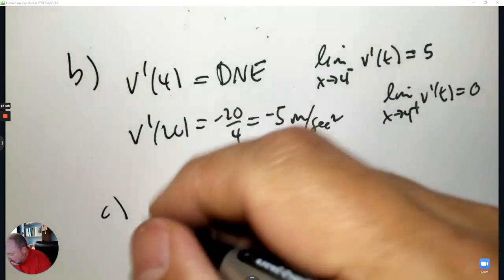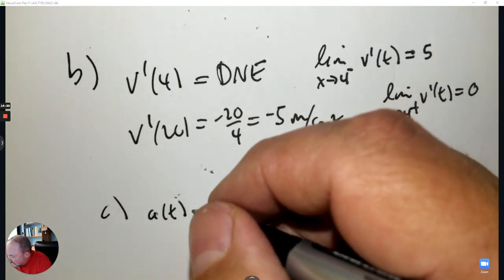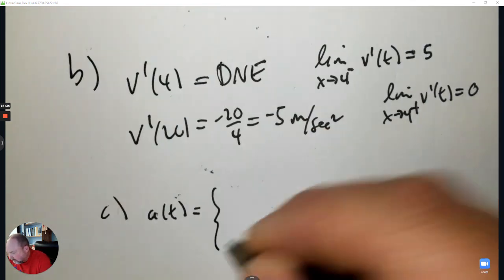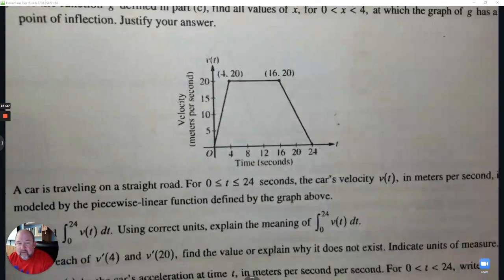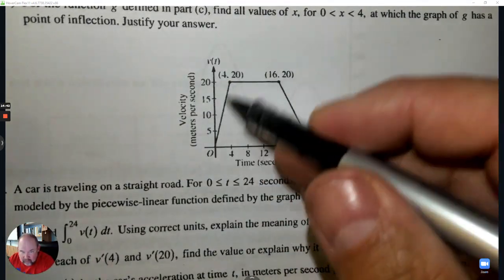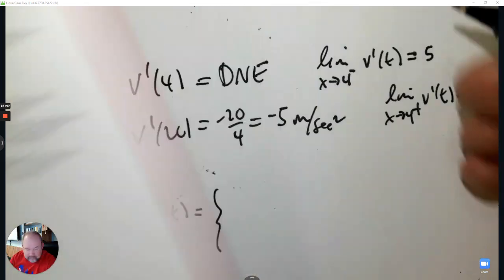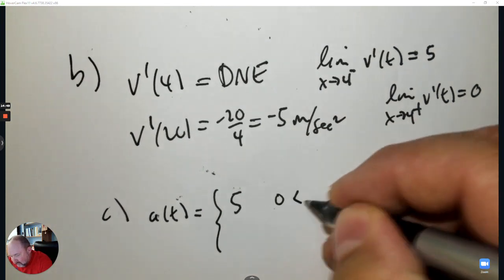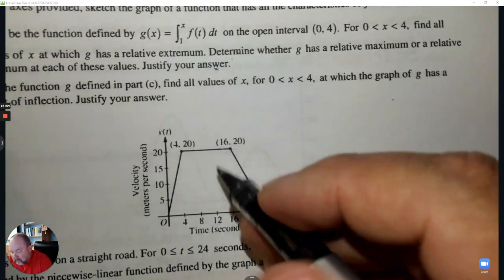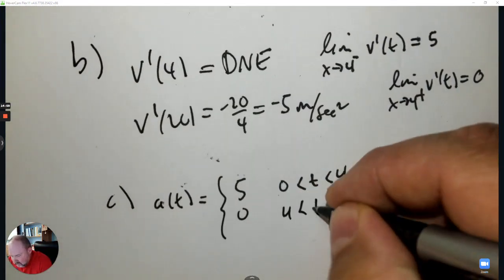Part C. Let A be the acceleration for 0 to 24, write a piecewise function for the acceleration. Let's do it. So acceleration is the slope. So from 0 to 4, what is the slope? And it never changes. We just said it. It was 20 over 4 or 5. So that goes from 0 to 4. Then, what's the slope here? That's 0 from 4 to 16.